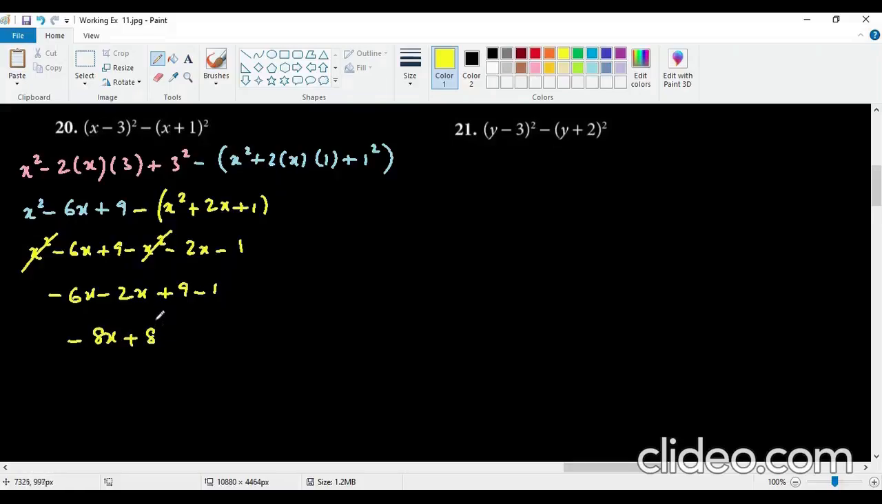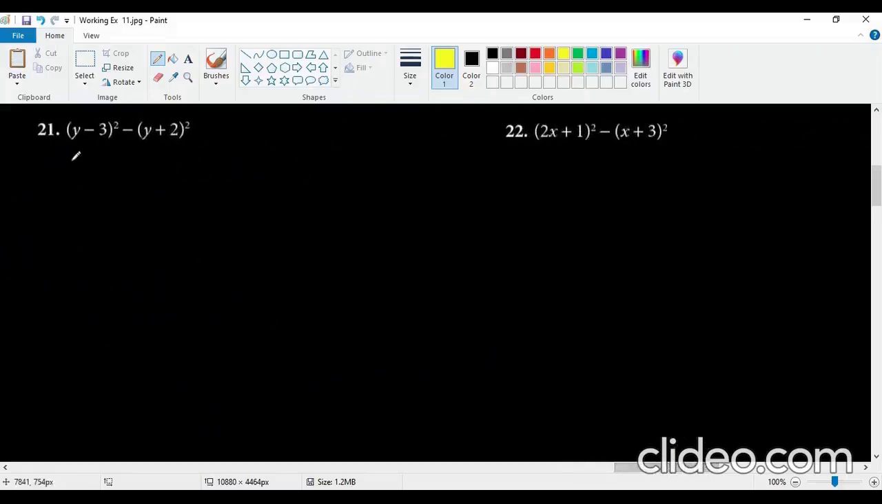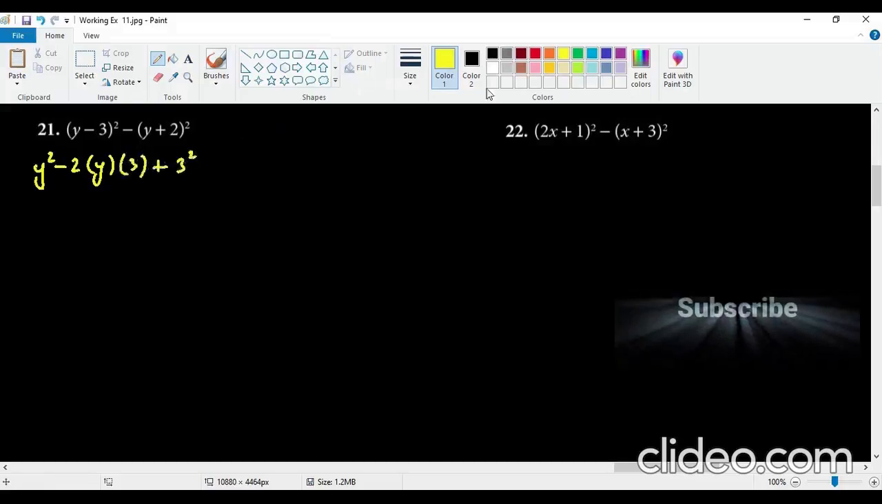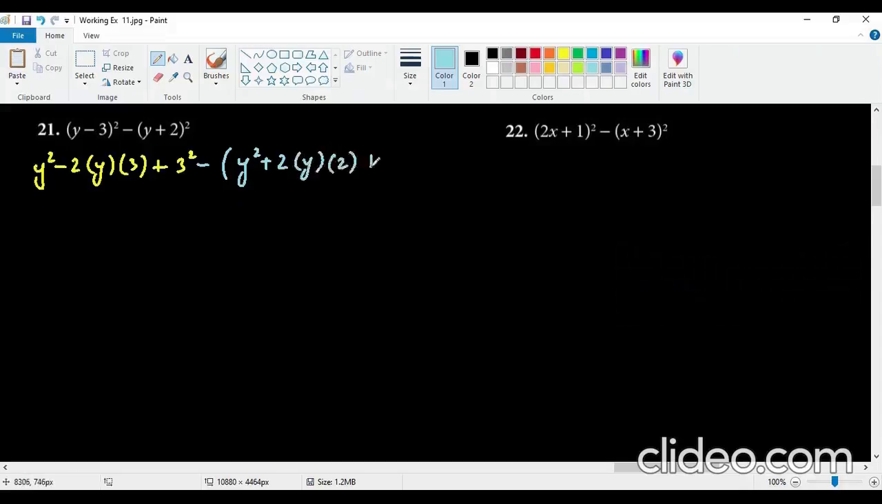Moving on to the next, which is question number 21. So first value a square minus 2ab plus b square, and then comes a negative sign, and I'll use the same trick, a square plus 2ab plus b square. Now in here y square minus 6y plus 9, and minus inside the bracket I will solve this first, plus 4y plus 4. Now I'm simplifying the bracket also.